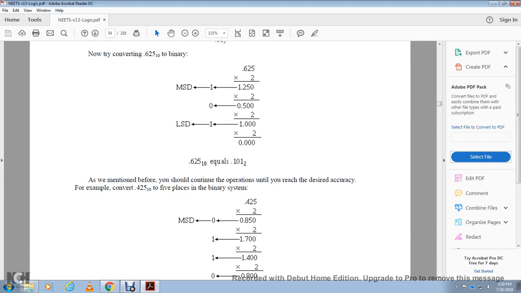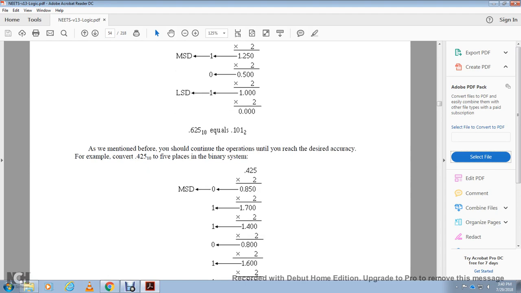As we mentioned before, you should continue with the operation to recheck the desired accuracy. For example, 0.425 in base 10 to 5 places in binary. 0.425 times 2 is 0.85. 0.85 times 2 is 1.70, and 1 is the significant digit. 0.7 times 2 would be 1.4, and 0.4 times 2 would be 0.8.